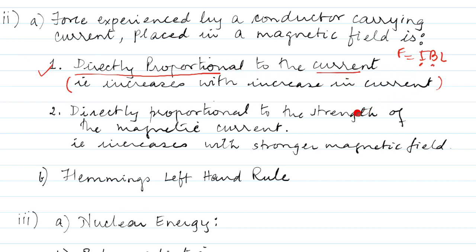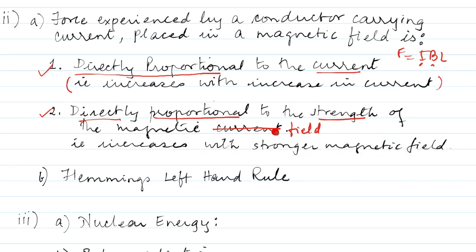What is B? It's the magnetic field strength. So we say it's directly proportional to what? The strength of the magnetic field. That's how we need to check or double check our work. So strength of the magnetic field. So it increases with stronger magnetic field.